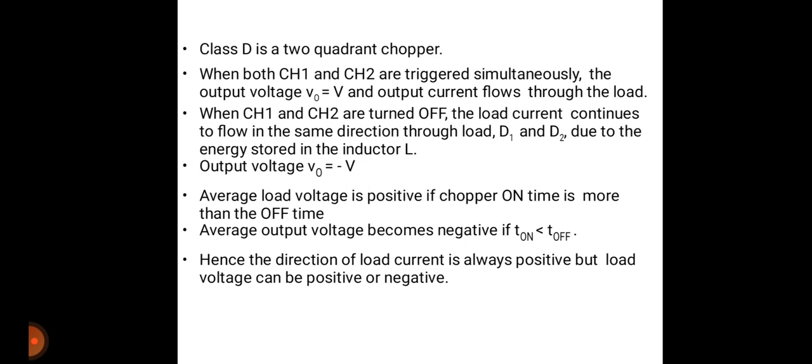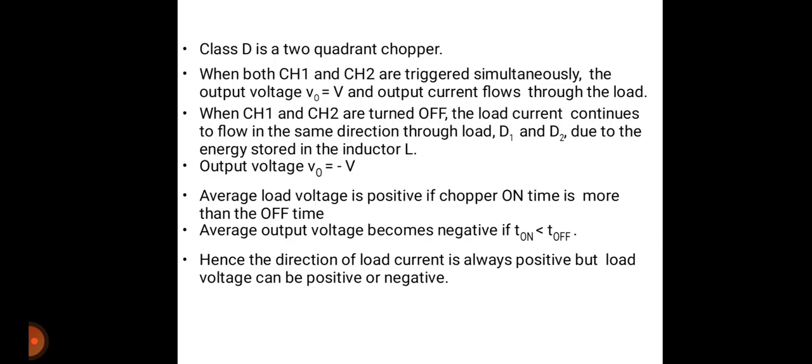Average output voltage V0 is positive when the choppers' turn-on time, that is T on, is more than their turn-off time T off. The load current is always positive because choppers and diodes can conduct current only in the direction of the arrows as shown in the figure. Waveforms of source current Is and chopper current ICH1 or ICH2 are also sketched in this figure.